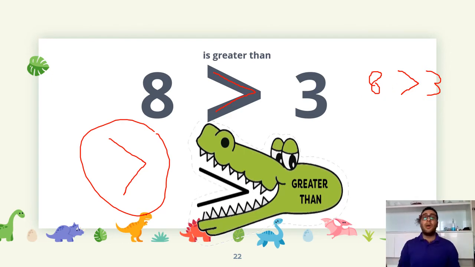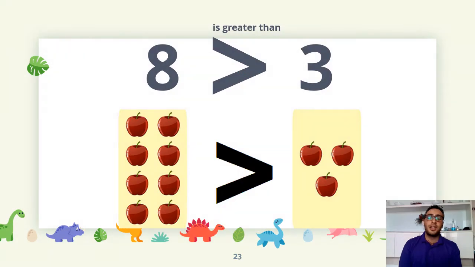Okay, so now you know greater than. And now you know about this sign. Greater than. All right. So, let's learn the next topic. But before we do that, let's review one more time. Remember, instead of saying "is greater than," we can just write this sign. All right? So remember, the crocodile likes to eat the bigger number. So 8 is the bigger number, so the crocodile eats the bigger number.